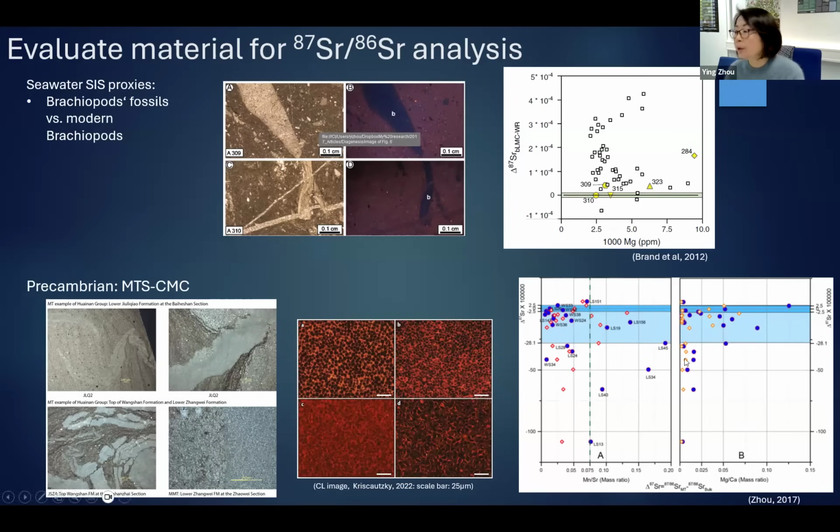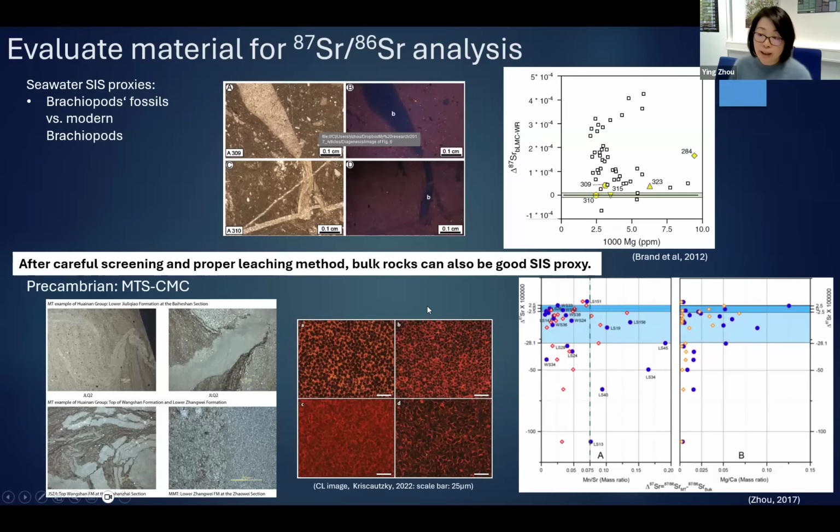We can see that, with the empirical range that Ulrich Brand has suggested, a large amount of the host rock I have looked at also gives a similar strontium 87/86 ratio compared to the molar tooth structure. And I think after careful screening and the proper leaching method, bulk rock can also be a good seawater strontium isotope proxy.